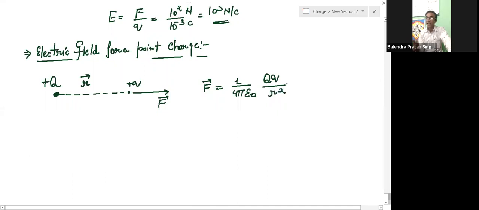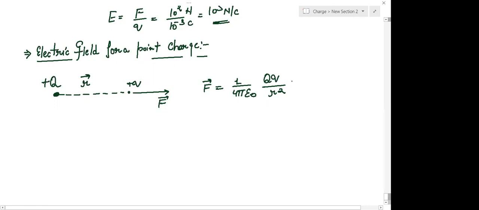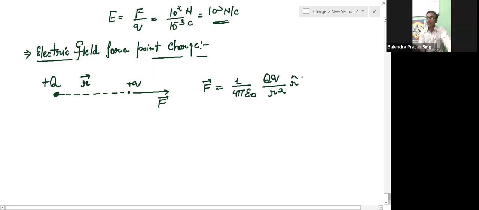And what will be the direction? Is it a positive r cap, or should I take negative r cap? Meenakshi, what will be the direction? Positive. Positive r cap, because the force that this plus q charge will experience is in the right hand side direction. Okay, if it's in the left hand direction, then we consider it a negative r cap.